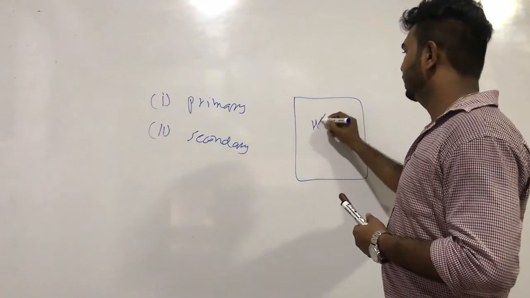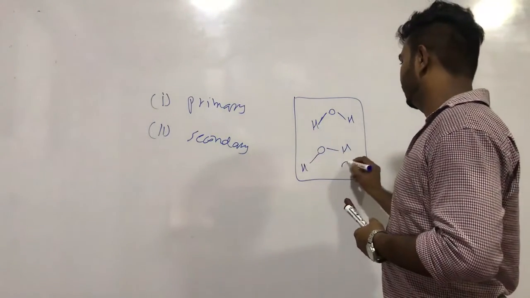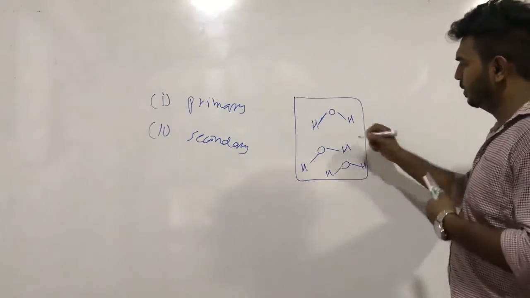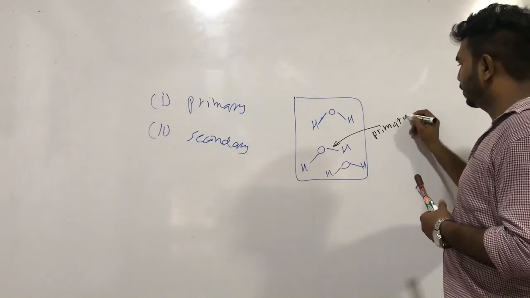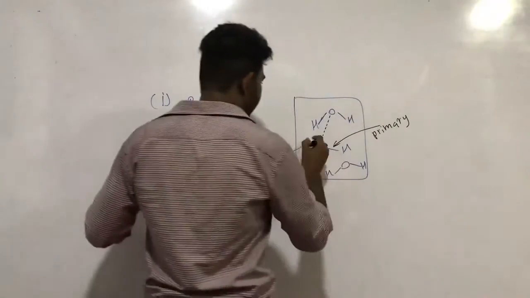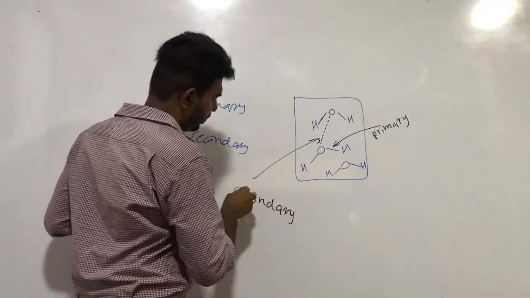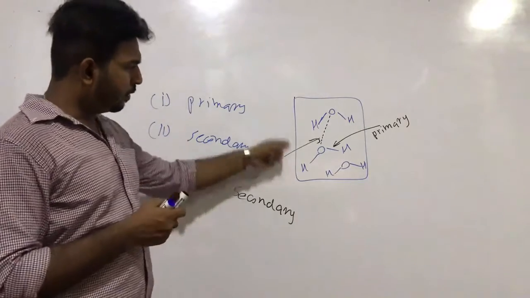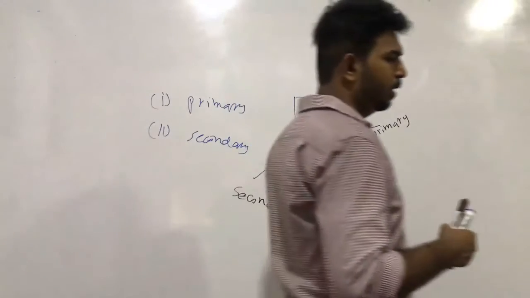So let's consider a sample of water. The bonds inside the molecules are called primary interactions, and the attractions in between two molecules are called the secondary interactions. Please draw this picture below quickly.